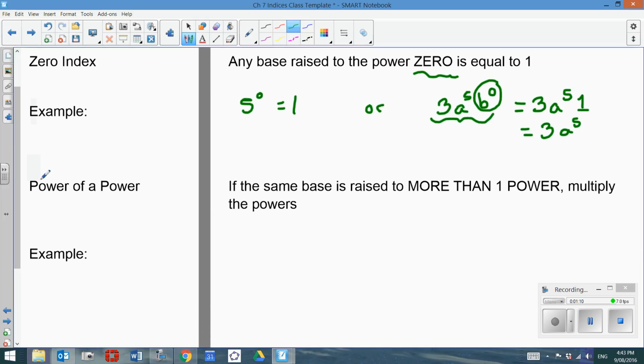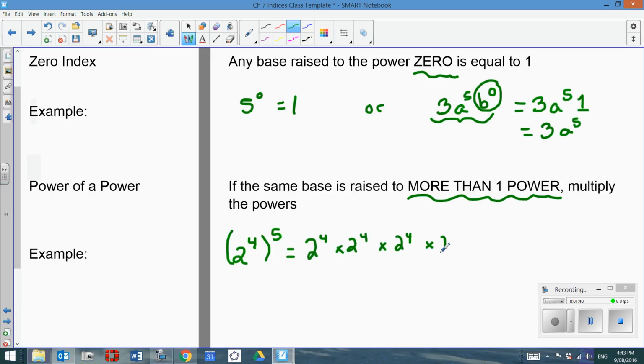Our second rule is what happens when you have the same base, but it's raised to more than one power. So let's take a look at what happens here. If I were being given 2 to the 4th, but then I put brackets around it and I raise that to the 5th, what that's saying is that I should take 2 to the 4th multiplied by itself 5 times. So I have 2 to the 4th times 2 to the 4th times 2 to the 4th times 2 to the 4th, 1, 2, 3, 4, one more, 2 to the 4th. So 1, 2, 3, 4, 5.